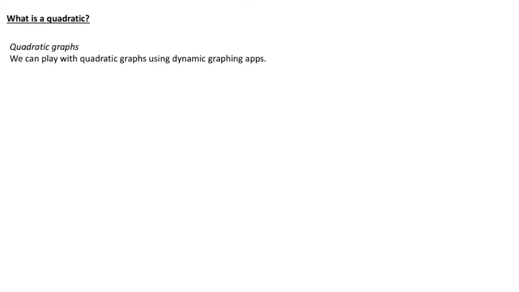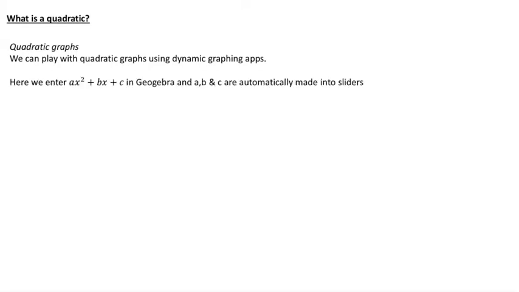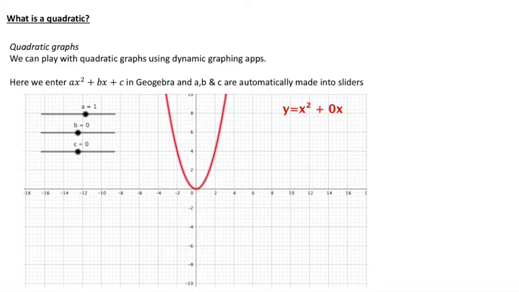So, carrying on thinking about what is a quadratic, we can look at quadratic graphs and we can play with these using dynamic graphing apps. So we'll just have a little look at this. And what we've done is we've entered ax squared plus bx plus c into GeoGebra, and the software makes a, b and c automatically into sliders. And we can have a little look at this.